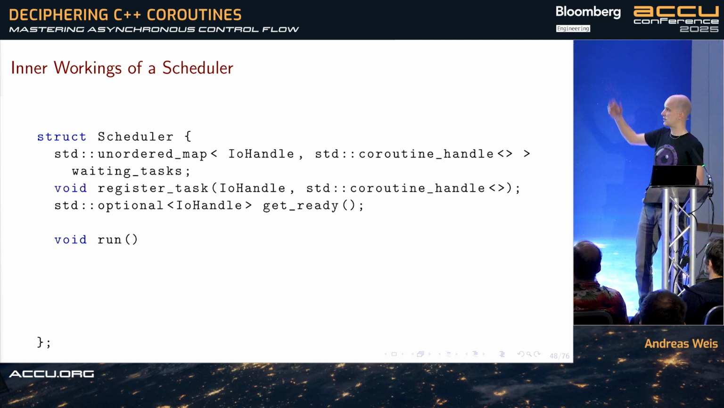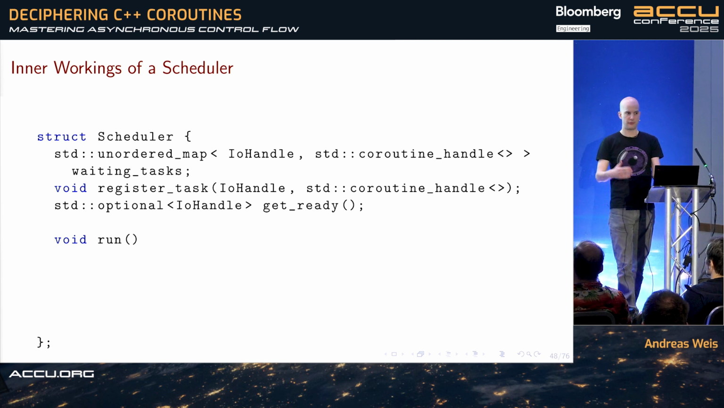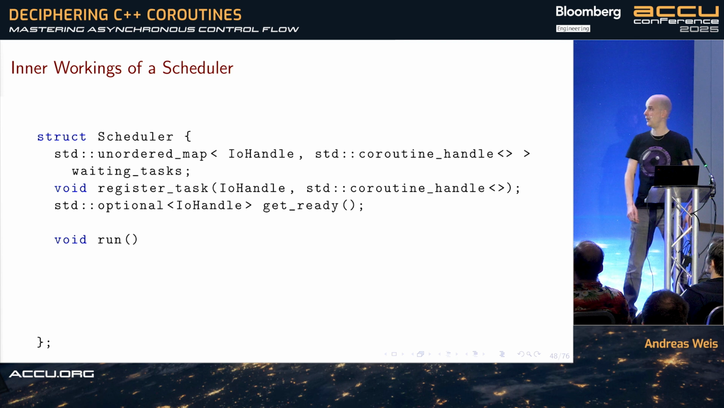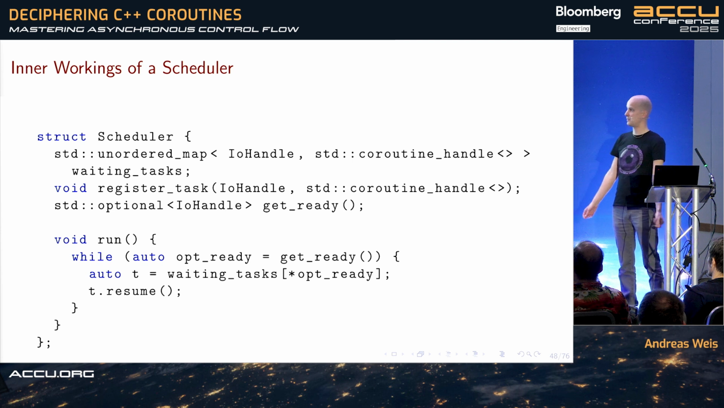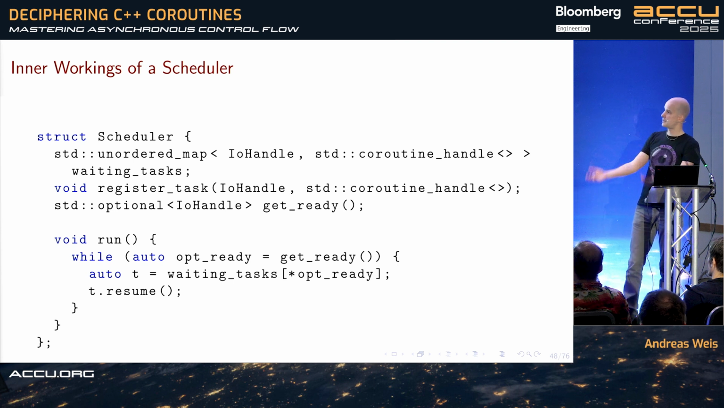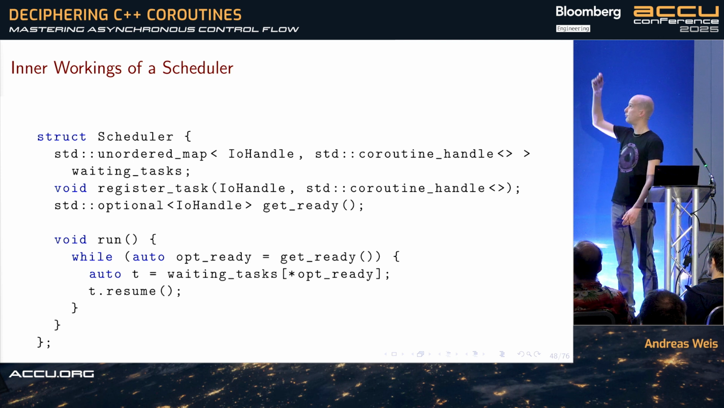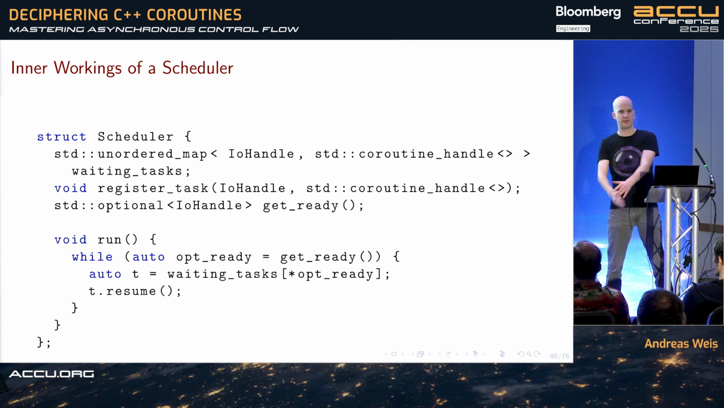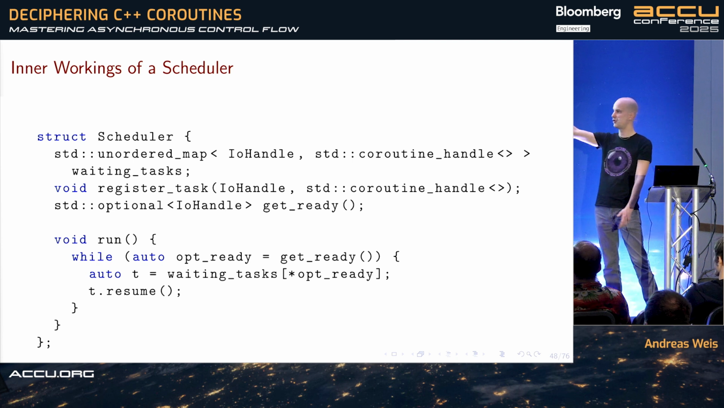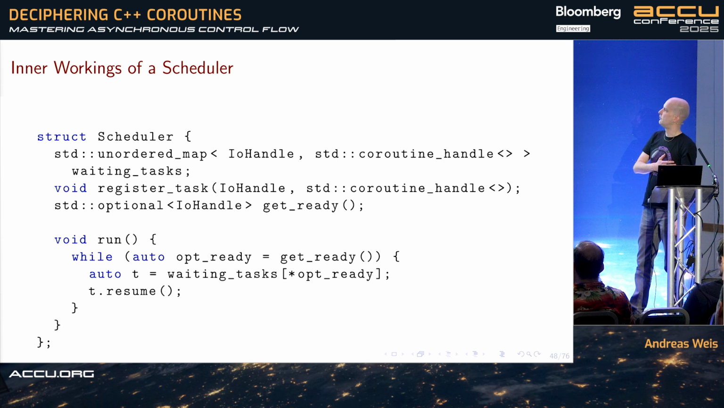Right? And then, of course, coroutines need to be able to register themselves if they want to do IO, which would just create an entry in this map. And then really, all that the run function does is it checks, hey, is something ready? And for all the things that are ready, I just look at what are the coroutine handles waiting for this IO operation that completed, and it just resumes them, right? And it should probably also remove those from the map.